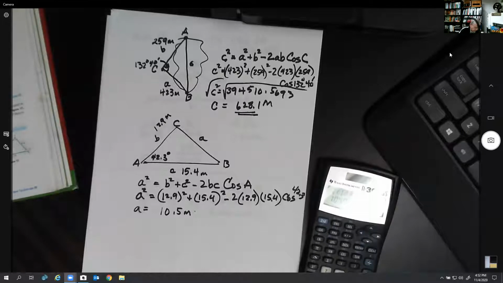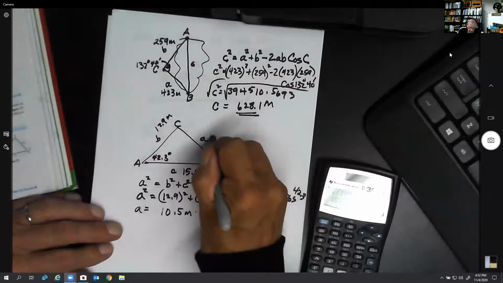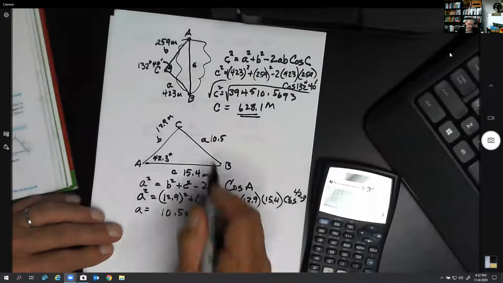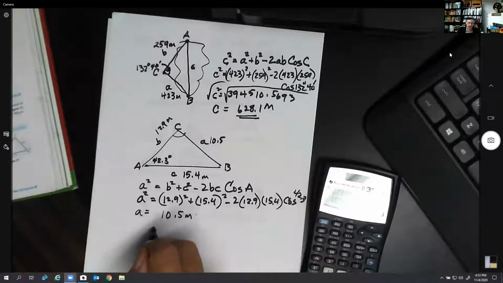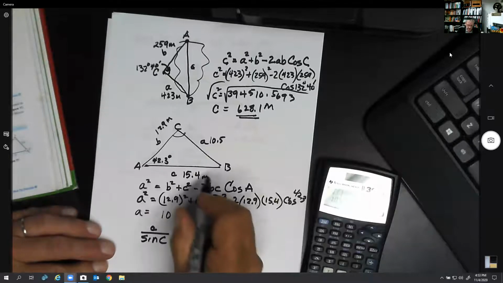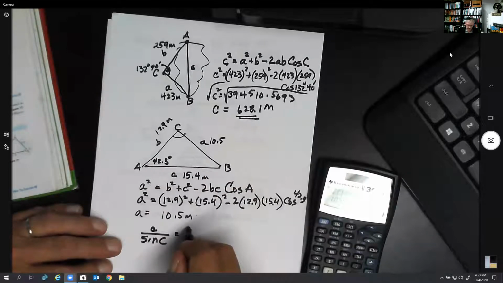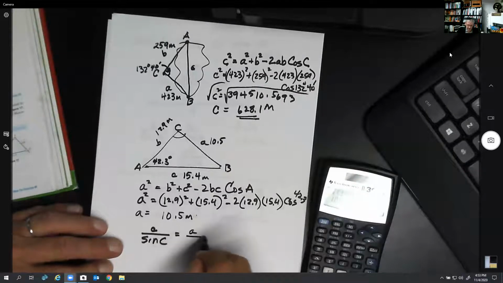So now we've got this side, 10.5, but we want to find these angles. So let's find angle C. So here's where we're going to use the law of sines. C is to the sine of C as, let's use B. We're looking for angle B. Well, we have to use actually A. A is to the sine of A.